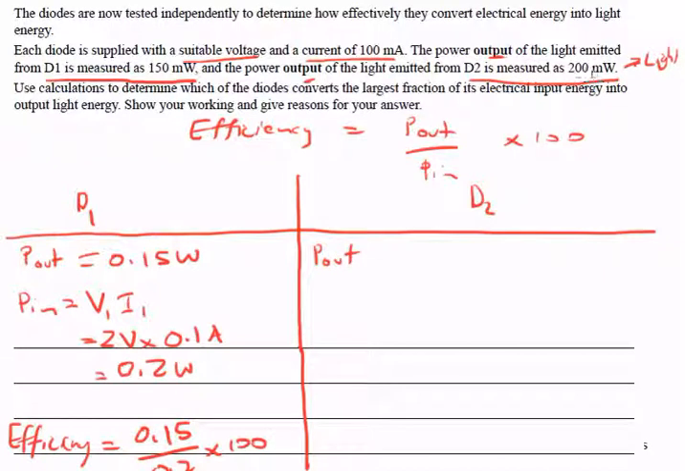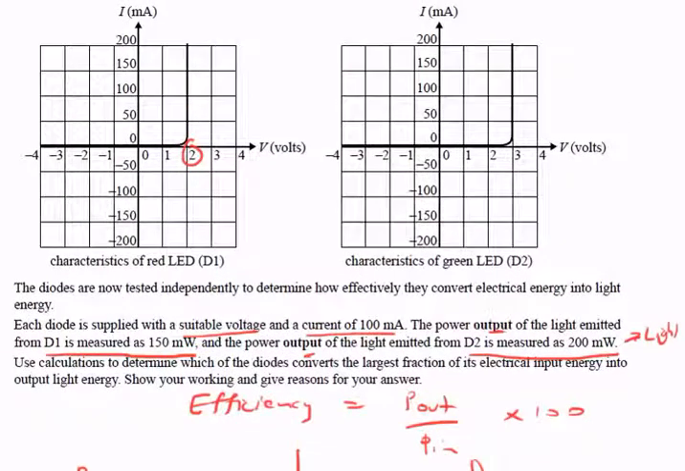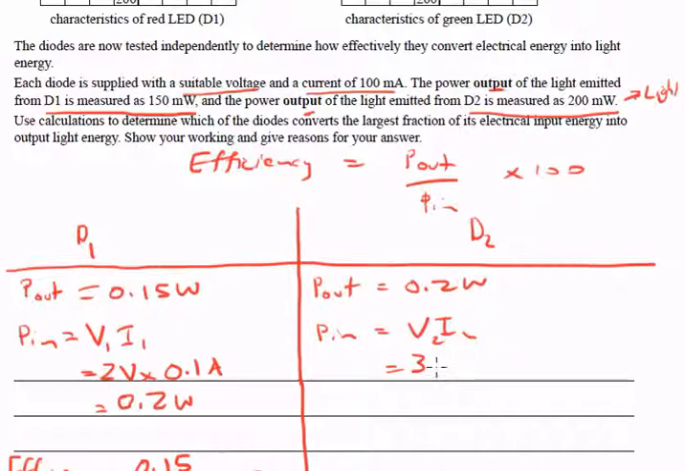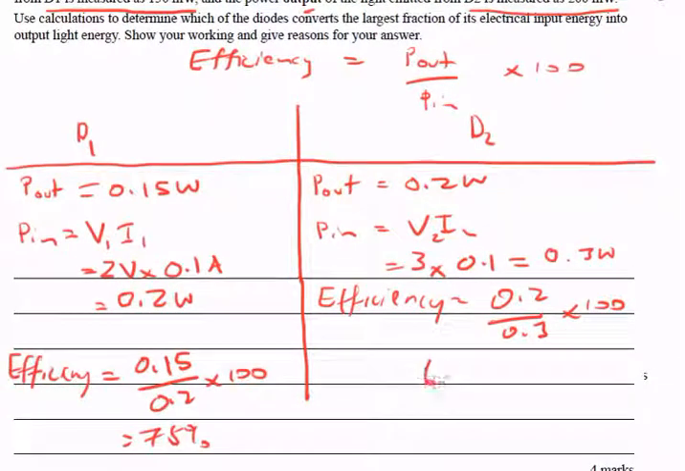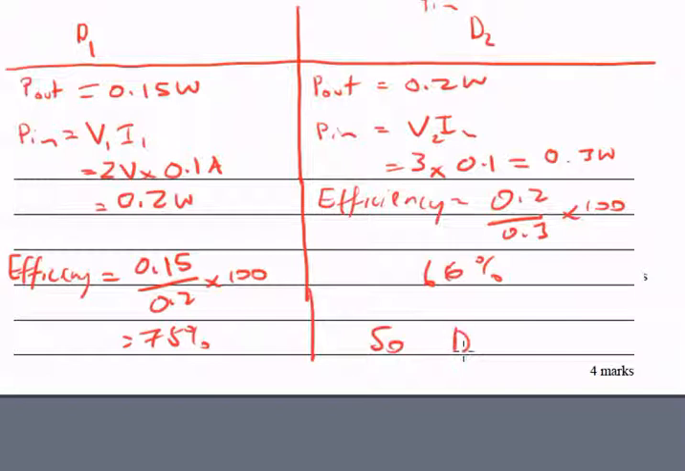Power out for D2, they give it to us. 200 milliwatts. 200 milliwatts in watts is 0.2. The power in is VI again, which equals the voltage of D2, which is 3 volts, and the current, same current as before, 100 milliamps, 0.1, which equals 0.3 watts. So the same formula as before. Efficiency equals 0.2 divided by 0.3 times 100, which on my calculator gives 66%. Right, let's compare which is the winner. This one is. So D1 converts the larger fraction.